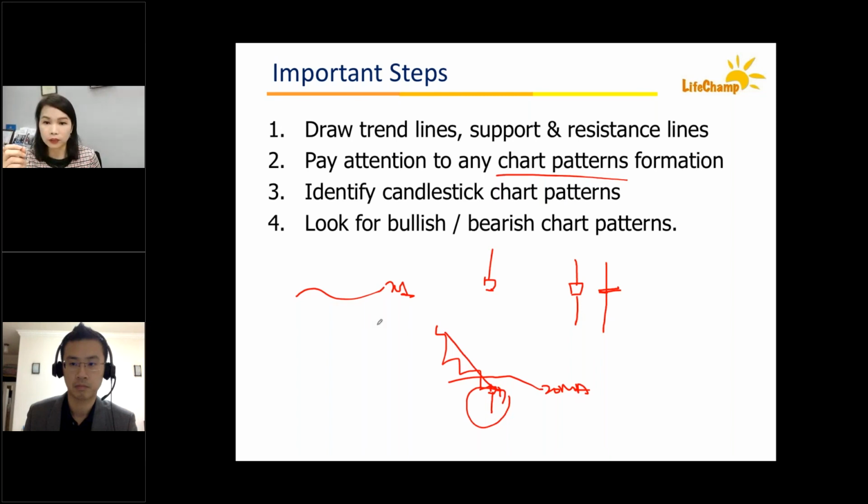So you have to look at the big picture and then the micro view, and you will have to use it together with the volume, trend line, and any other thing. You cannot rely totally on the candlestick. Definitely not.